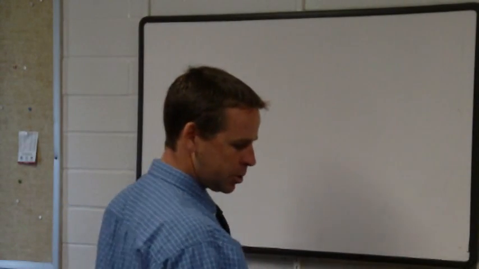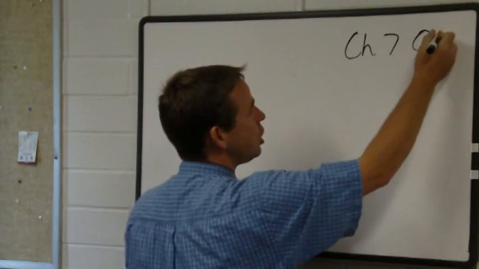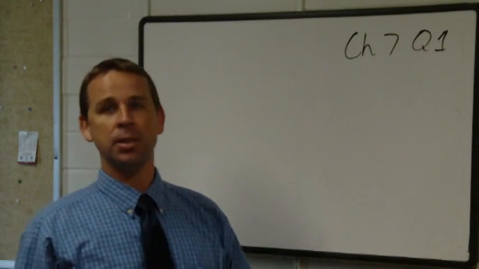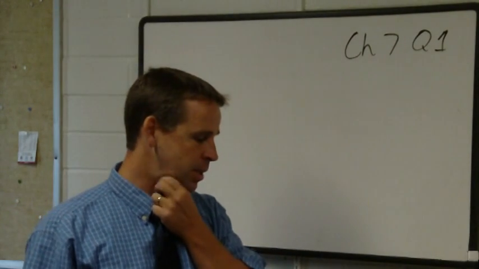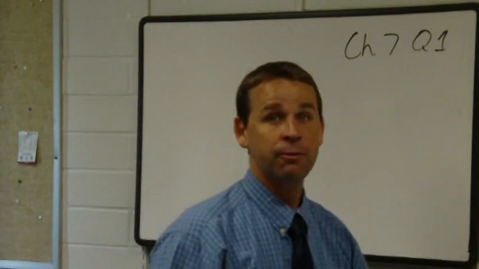All right, so we're going to be doing Chapter 7, Question 1 here. Chapter 7, Question 1. It asks a little bit about the periodic table. What element would be expected to have chemical and physical properties closest to that of fluorine?